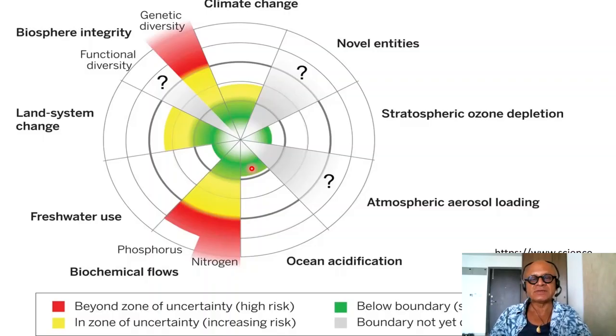So ocean acidification, we are still okay. Genetic diversity, we have kind of exceeded the boundary according to these metrics here. So you have a safe operating space here. We are below the boundary, planetary boundary. Planetary boundaries are not yet quantified for some of these things like functional diversity, for example. In the zone of uncertainty, but risks are increasing, and in the reddish colors we are beyond the zone of uncertainty, and we have already crossed the safe operating space with high risk already in place.